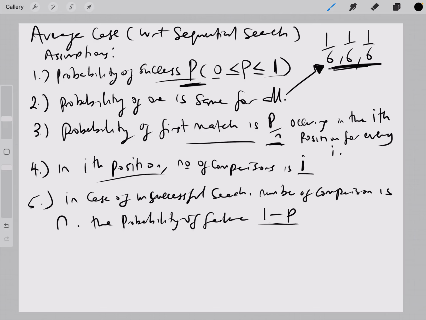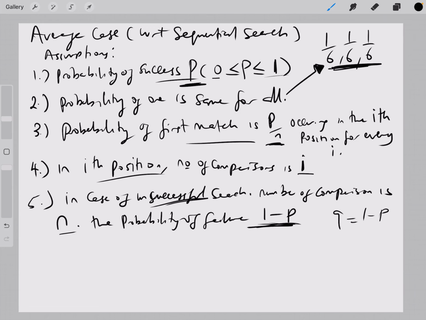Now, if there is an unsuccessful search, where the search key is not inside the array at all, the number of comparisons that will have been done is n. Why is that so? It's because it will search through everything, and then when it doesn't find anything, it's just going to report back failure. And what is the probability of failure in statistics? It is 1 minus p, naturally. They usually say q is equal to 1 minus p.